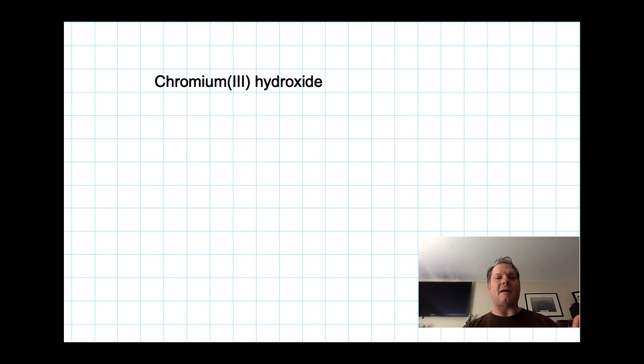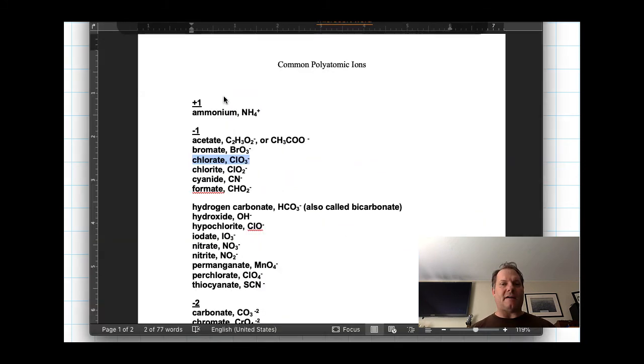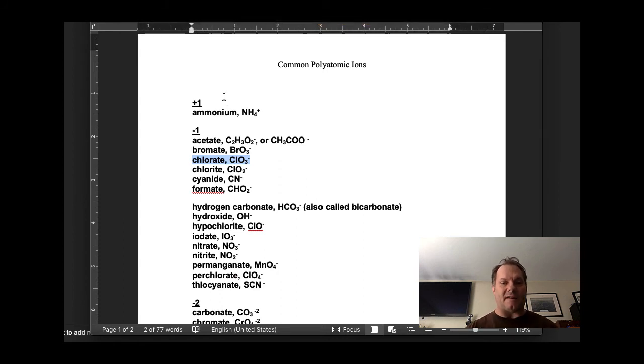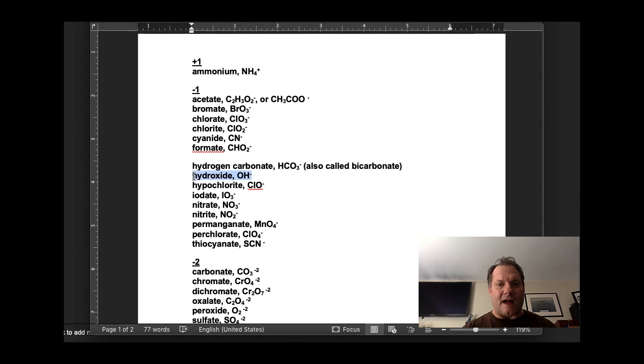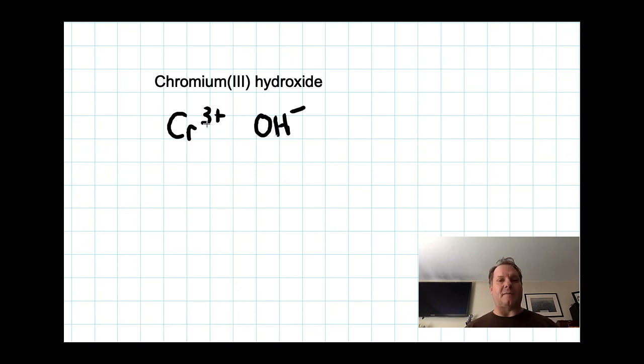So here is chromium 3 hydroxide. Looking at the periodic table, I can figure out that the formula of chromium 3 is Cr 3+. That's what the Roman numeral is telling me is it has a +3 charge. Then I can hop over to my polyatomic ion sheet and find that, oh, hydroxide is OH with a -1 charge. So when I combine them, I look for least common multiple. I've got a +3 and a -1, which means they both need to reach a charge of 3 magnitude. So 1 chromium and 3 hydroxides. That's chromium 3 hydroxide. Beautiful.